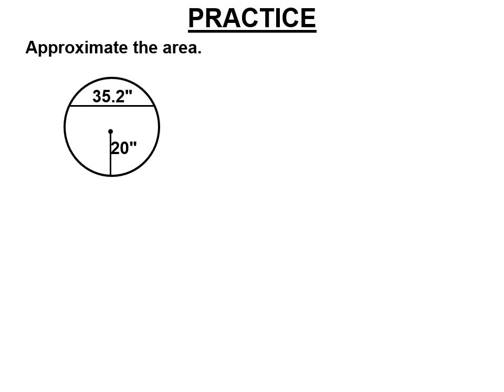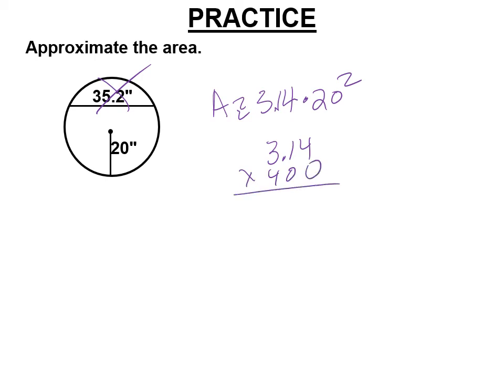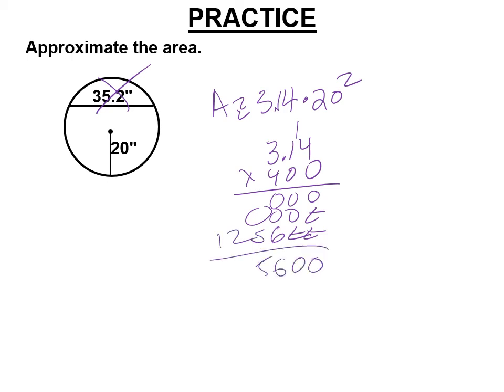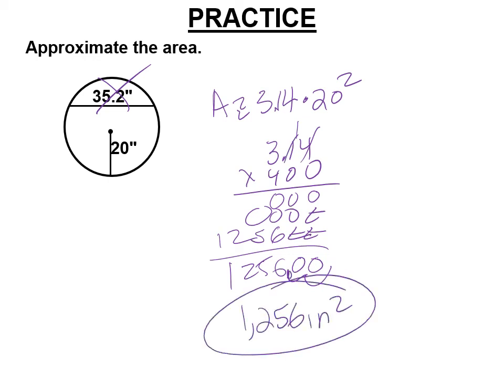So let's practice. So we're going to do approximately 3.14 times the radius, which is 20 squared. We're going to ignore the chord. 20 times 20 is 400. So this is 3.14 times 400. We're going to get a row of zeros. We're going to step over. We're going to get another row of zeros. We're going to step over twice. 4 times 4 is 16. 4 times 1 is 4, plus 1 is 5. 4 times 3 is 12. 0, 0, 6, 5, 2, 1. Move the decimal twice. 1, 2. I'm getting 1,256 square inches for the area of that circle.